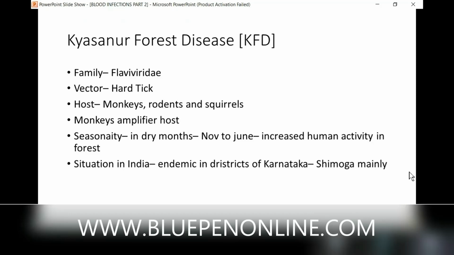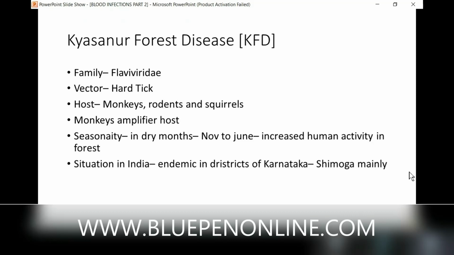Seasonality is in the dry months, like November to June, because this is when people go inside the forest for grazing animals and collecting firewood. That is the time when the disease spreads the most. During the rainy season they won't go in the forest. They mostly go in the summer for grazing animals in the forest. That's why the seasonality is in the dry months.